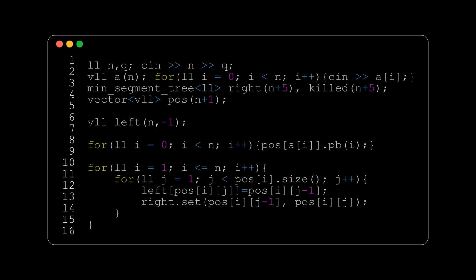In the range l to r, if there is a killed_i that is less than or equal to r, then the subarray is bad. We can maintain a segment tree to find this like we did before.